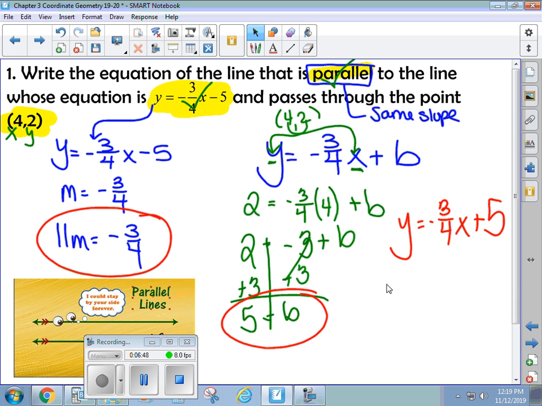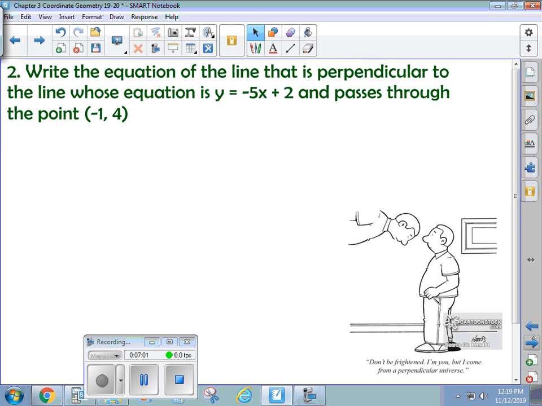I took my x value, subbed it in, took my y value, subbed it in, solved the equation, got b to be 5, wrote the answer. Not too bad? All right, let's try this next one.